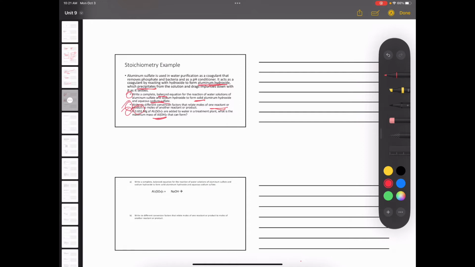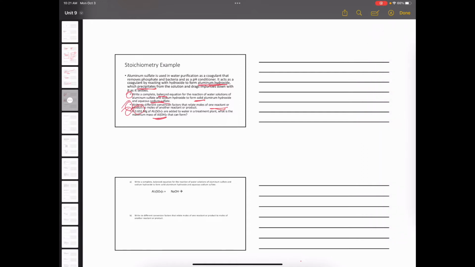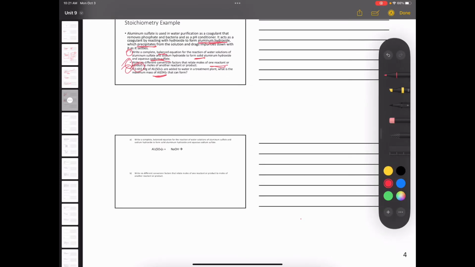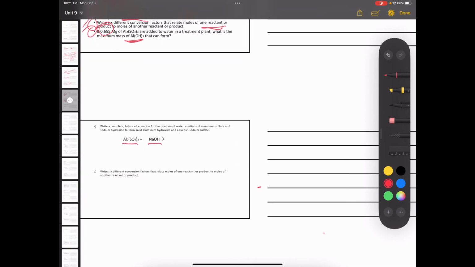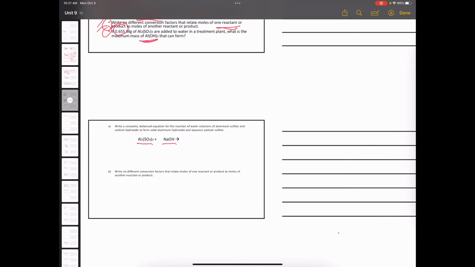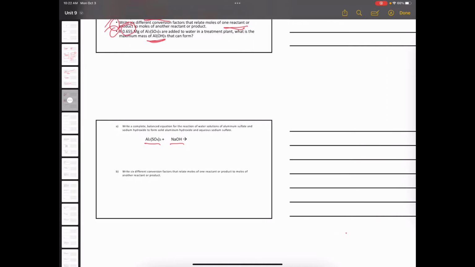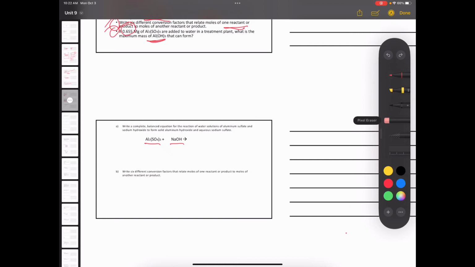Okay, so let's do this one together. First, I need to project what my products are. Now when I have NaOH and Al2(SO4)3, this is basically a double displacement reaction. What does a double displacement reaction mean? That means I have to identify my A, B, C, and D, correct?